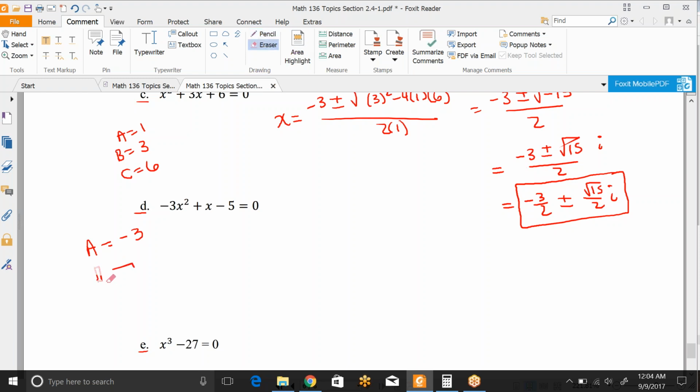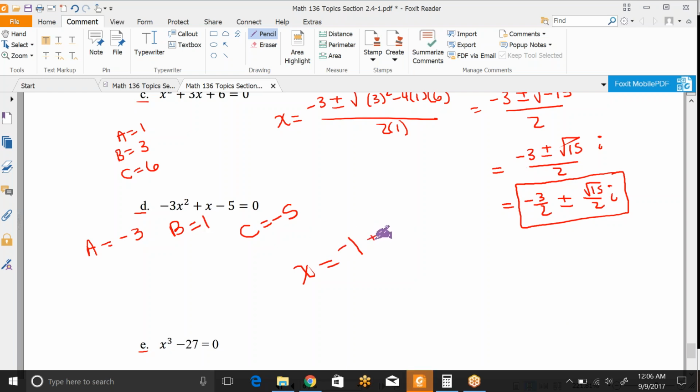Having a lot of trouble with the PDF. It's not wanting to read the ink. So let me try that again. So B is 1. And C is negative 5. Okay, so x equals negative b would be negative 1. All right, I'm going to have to stop if this doesn't clear up, but right now it's writing, so let's see if we can get through this one.